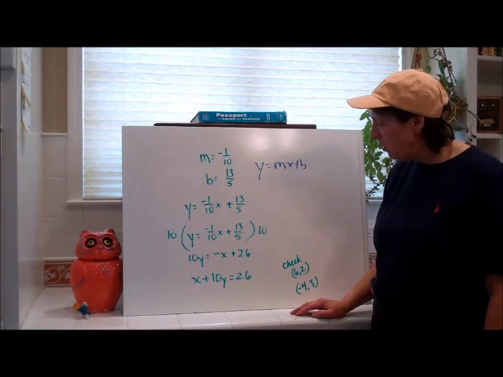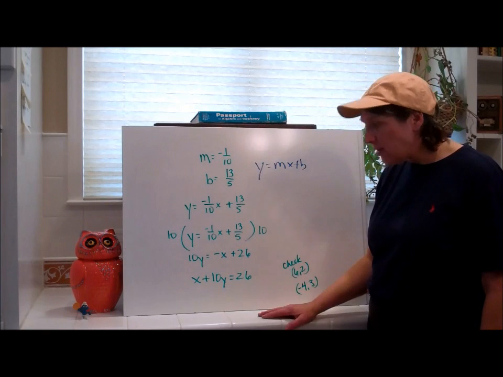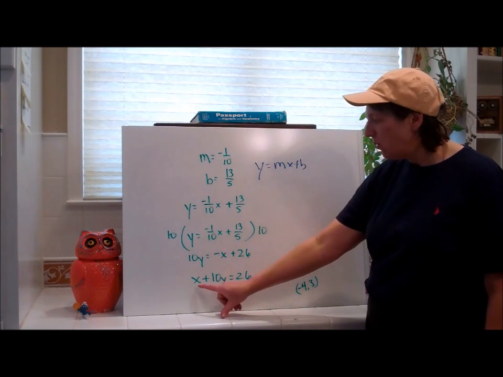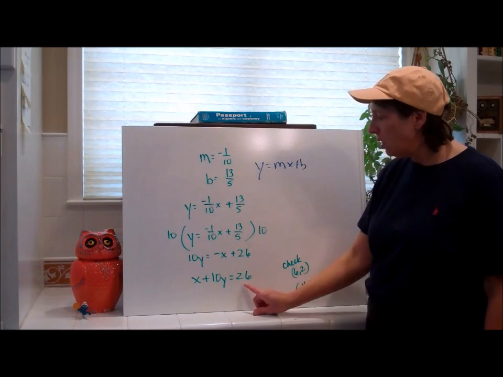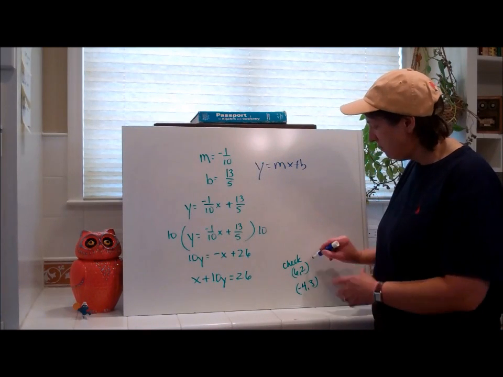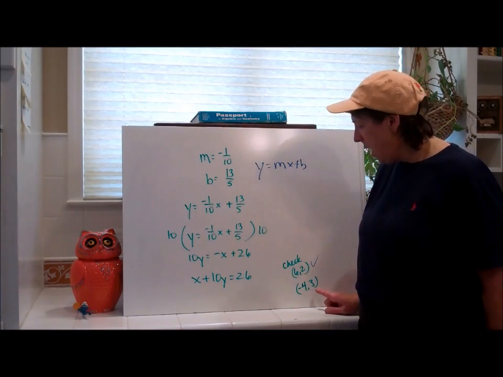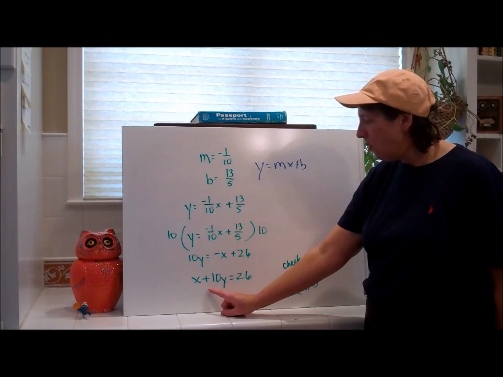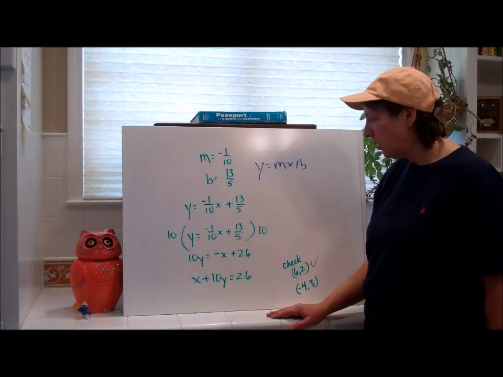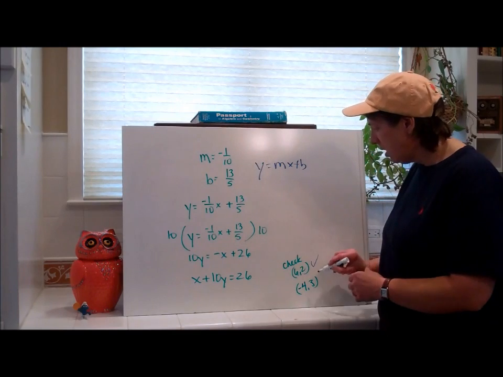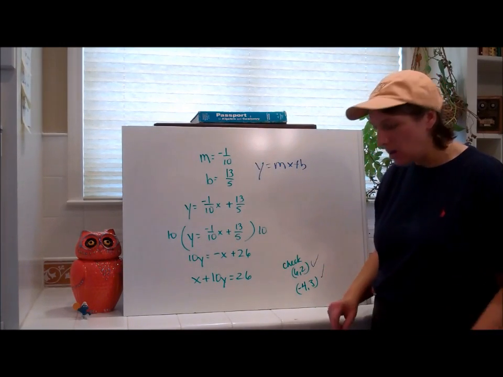So if x is 6 and y is 2, we have 6 plus 20 is 26. That checks. And if x is negative 4 and y is 3, we have negative 4 plus 30 equals 26. That checks. So the equation on this line is correct.